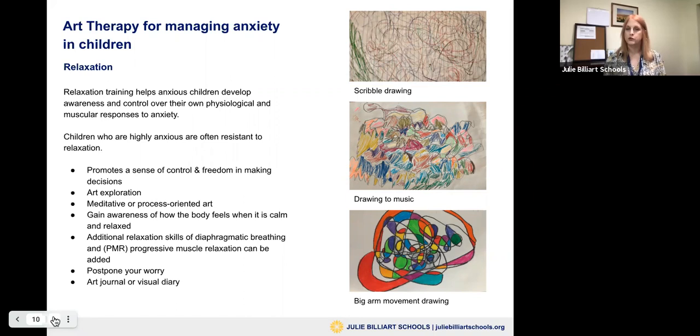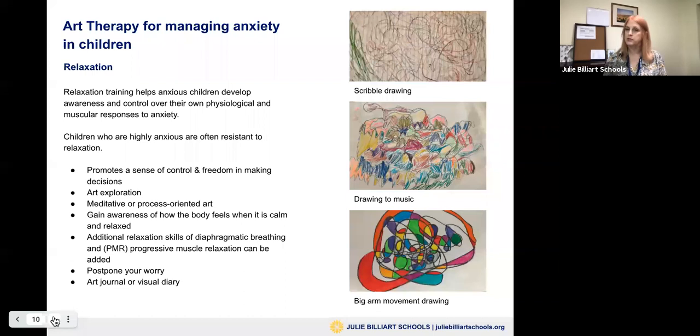In the examples on the right, the scribble drawings are almost for children kind of like a Zentangle or a coloring book, just being able to scribble and not having to make anything, just being able to use colors and make lines. And that's an exercise that we use here in the beginning of the year, just so that they know that they're free to express themselves how they want to.